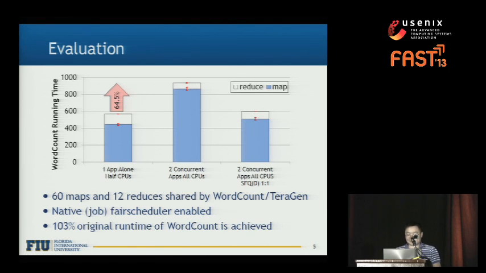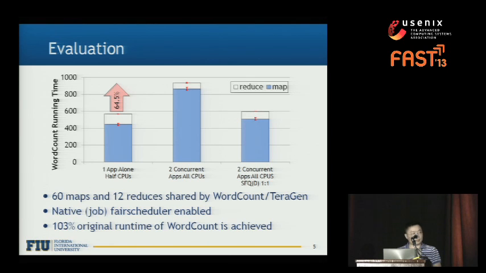We evenly split the CPU resources between the two applications when we run Teragen against word count. We make sure that each job gets an equal share of CPU resources by enabling the native job fair scheduler inside Hadoop. On the rightmost bar, we apply the proportional sharing algorithm on the I/O side using SFQD, giving the two applications an equal share of I/O bandwidth.